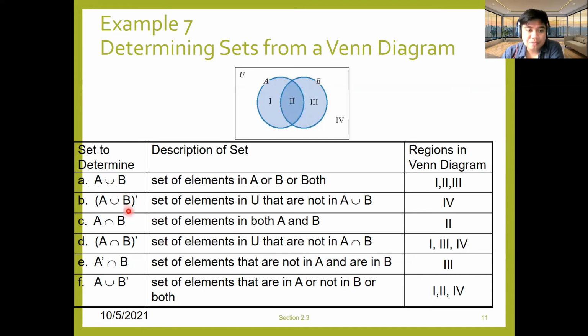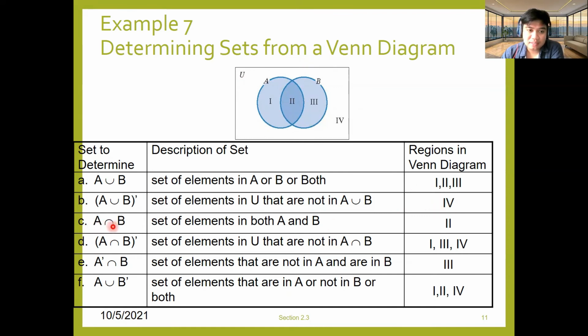Then we have A union B prime. So set of elements in the universal set that are not in A union B. So kung A union B is lahat ng blue, since kinukuha natin is yung prime niya, ibig sabihin yung nasa labas ng blue. So it's region 4.